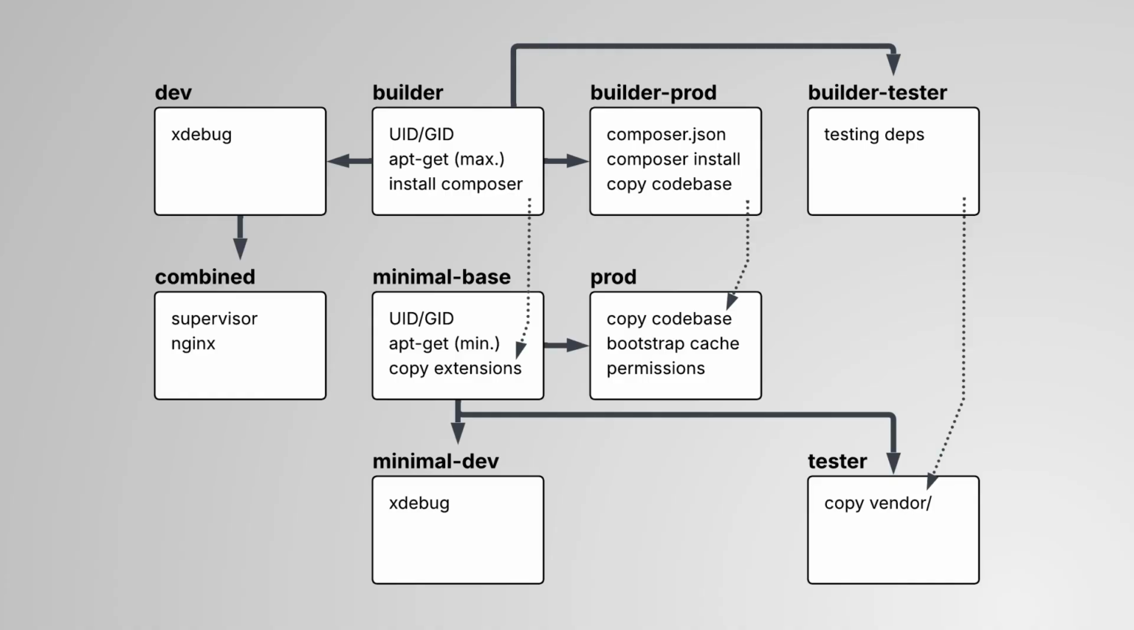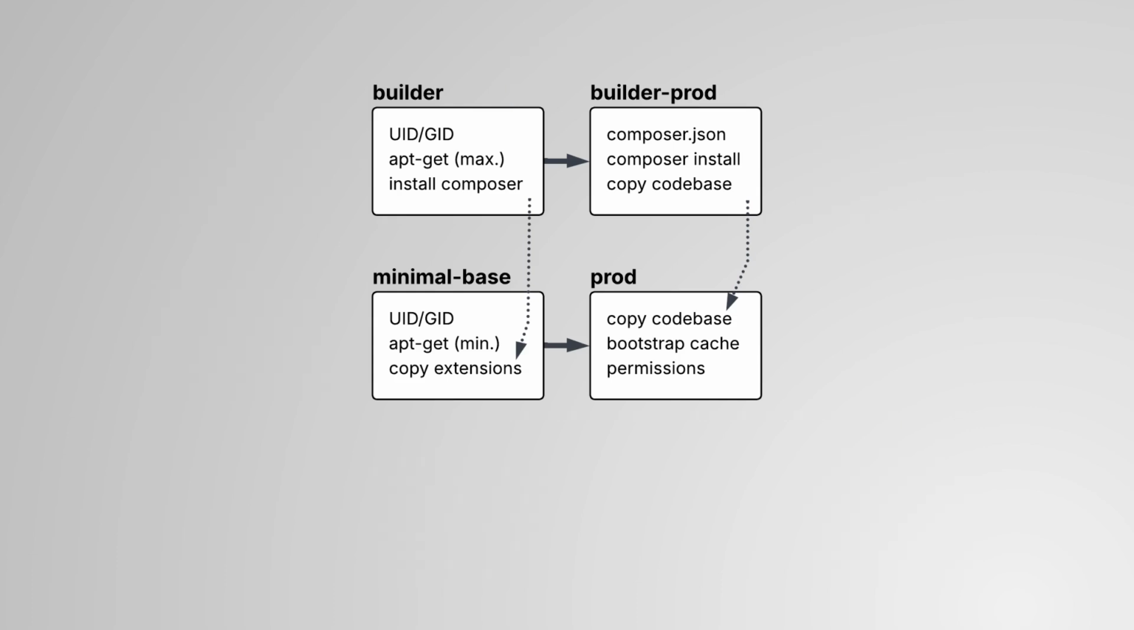Let's take a quick look at the Dockerfiles. For the Laravel image, some dependencies are needed at build time for compiling PHP extensions and running Composer install, but not needed at runtime. So the overall design is compile in a builder target and then copy the results into a fresh minimal target for production.